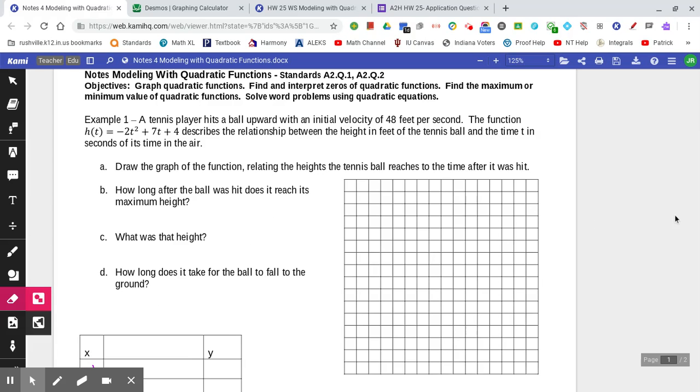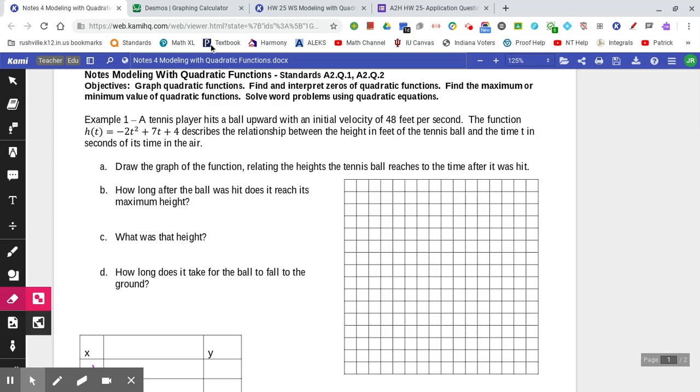All right, so a first example says a tennis player hits a ball upward with an initial velocity of 48 feet per second. The function h of t equals negative 2t squared plus 7t plus 4 describes the relationship between the height in feet of the tennis ball and the time t in seconds of its time in the air. There's a story behind it. I can picture playing tennis and hitting this ball back and forth. Time's going to pass, and that ball with relationship to time is going to be a certain height in the air.